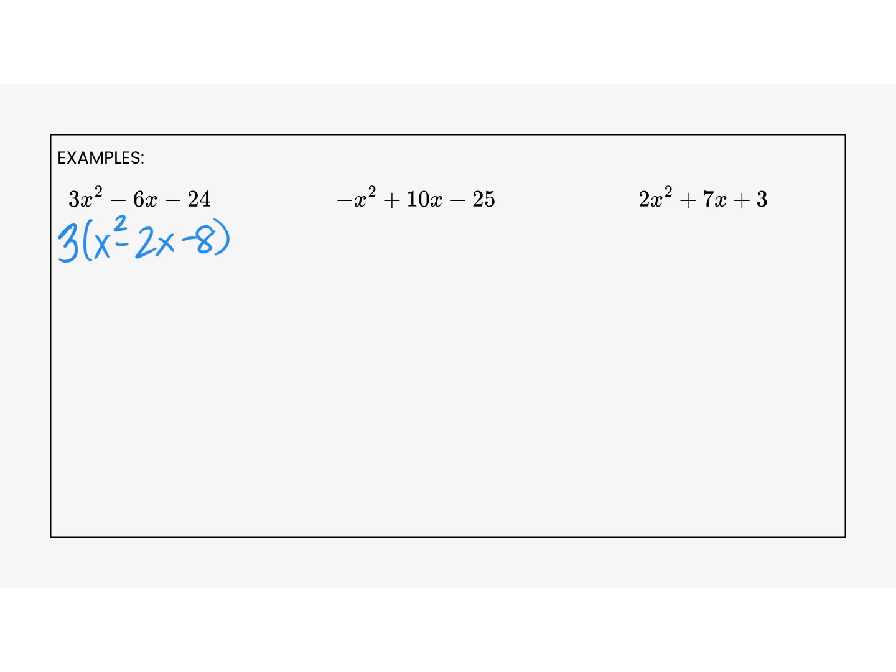And that just makes my factoring a little bit easier because I don't have to worry about getting that 3x squared, and I just have the x squared now. So I have 3 outside. I'm still going to have x and x because that's how I get x squared.